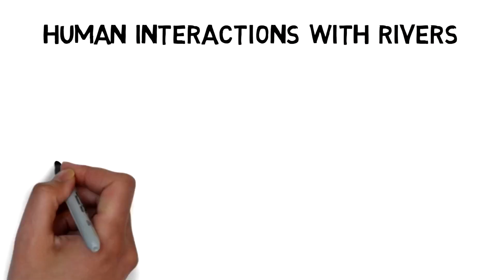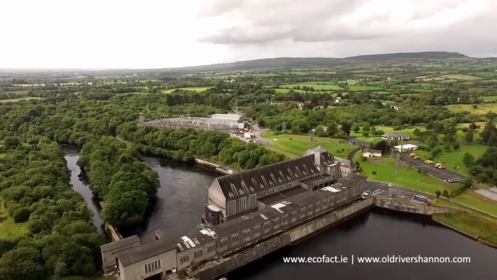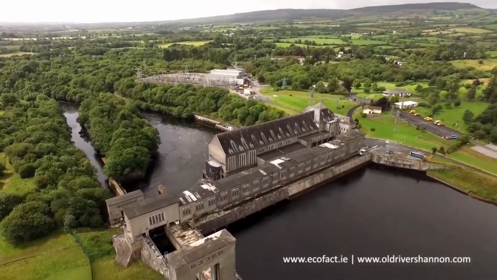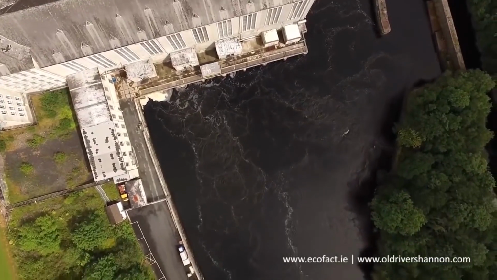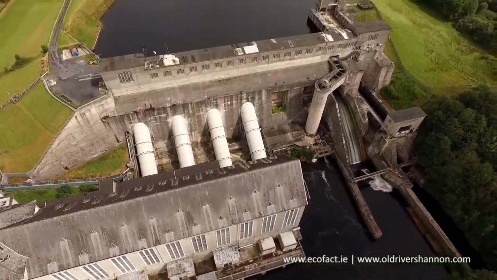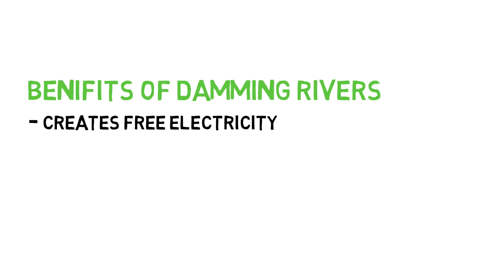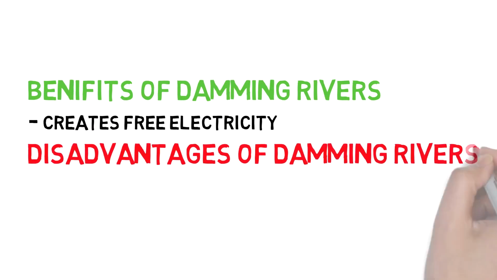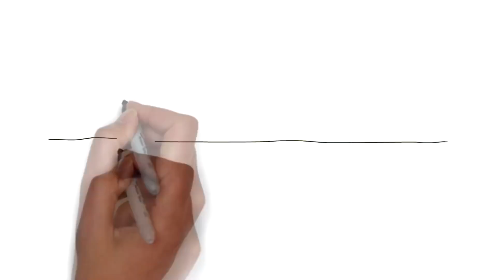Now that we have looked at all these features, we can learn about humans' relationships and interactions with rivers. A case study for this is dam building in Ireland. Here is a video of Ardnacrusha on the River Shannon. This is where the ESB built a hydroelectric power plant to generate electricity. A dam was constructed across the river valley. Behind this dam, the trapped water has risen to create an artificial lake. Damming our rivers has many benefits, such as creating free electricity, but it can also have its disadvantages, like flooding fertile farmland. And that pretty much summarizes everything you need to know about rivers for the Junior Cert Geography exam.